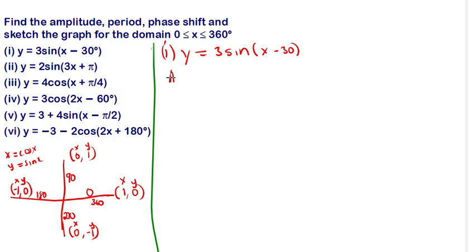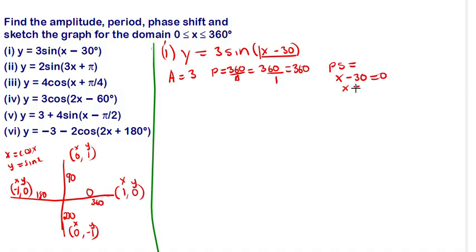Okay, now let's start. If you look, what is the amplitude in that situation? It is 3. Then the period: it will be 360 over b, which is 360 over 1, the coefficient there. So the answer is 360. Then the phase shift: I'll say x minus 30 is equal to 0, then x is equal to 30. So this tells me that the starting point of the graph is 30.